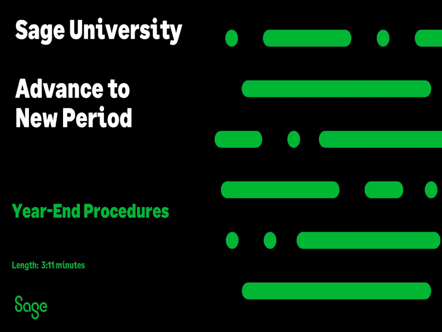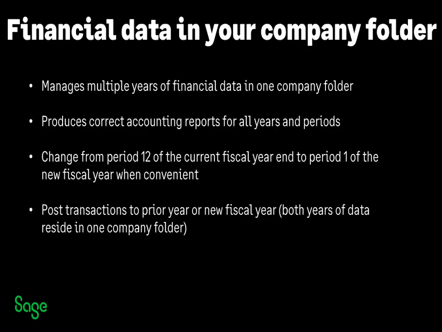Sage 100 Contractor manages multiple years of financial data in your company folder and produces correct accounting reports for all years and periods. When you're ready, you can move from period 12 of the current fiscal year to period 1 of the new fiscal year, which prepares you to post entries for the new year. You can post transactions for the previous or current fiscal year as needed.